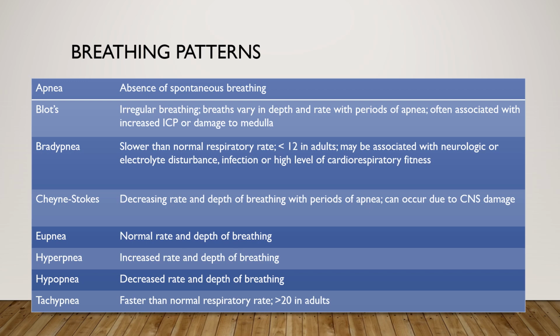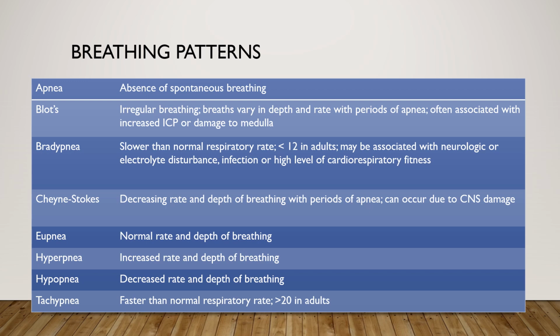Bradypnea is slower than normal respiratory rate, which is going to be less than 12 in adults, and it can be associated with neurologic or electrolyte disturbance, infections, and it's also associated with high levels of cardiorespiratory fitness. So bradypnea is not necessarily something that's pathological or worrisome, but it is something that is worth documenting when it is observed. We talked about Cheyne-Stokes.